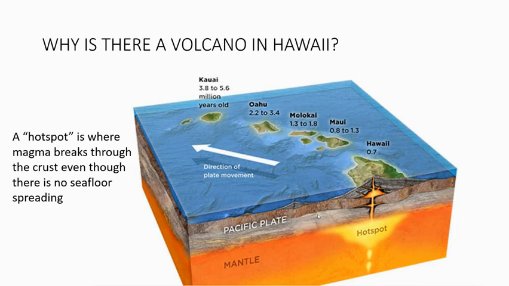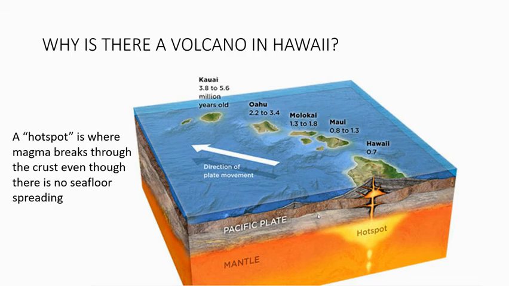The reason is a thing called a hotspot. This is where the mantle magma is super hot. We don't know why this happens, but it does. And so at this hot spot, the magma is so hot, it breaks through the crust even without a tectonic plate boundary, and creates volcanic islands.